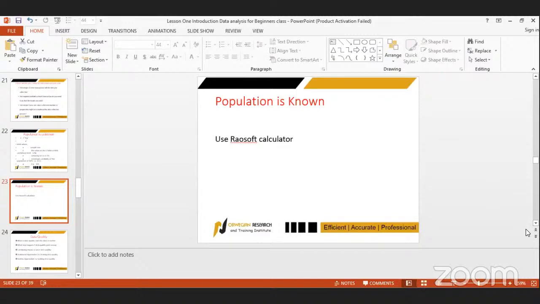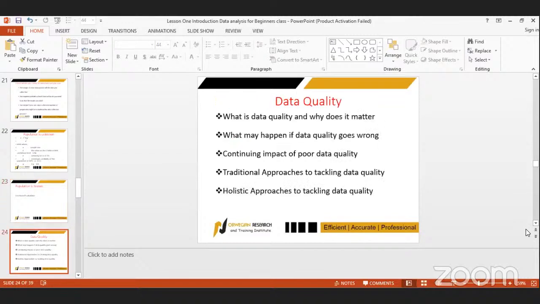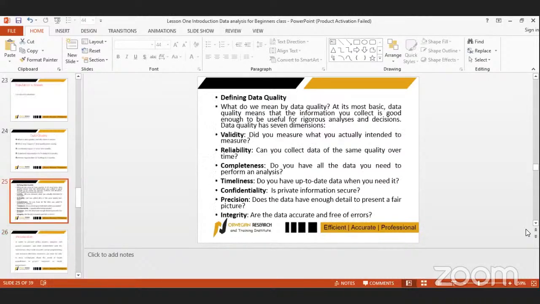Then I just want to move to the concept of data quality. Now, what is data quality? What is data quality, and why does it matter so much, especially in most of the studies that we conduct currently? What may happen if data quality goes wrong? And why are we so concerned about poor data quality? These are some of the issues that we want to address a bit.